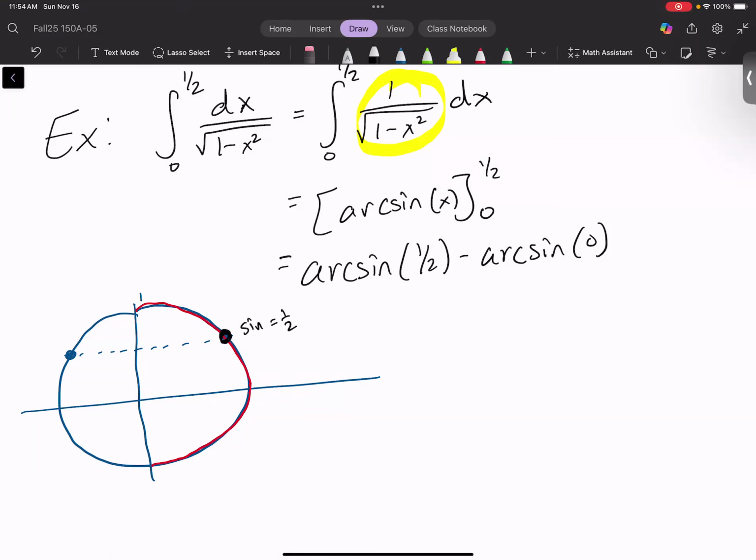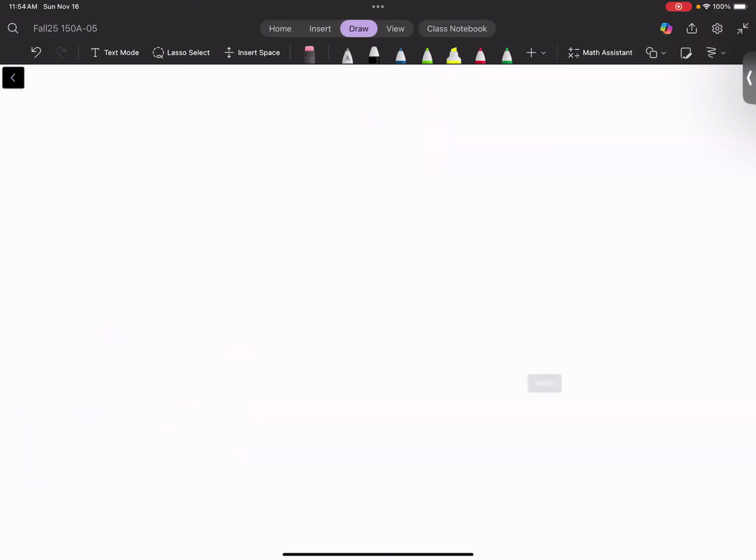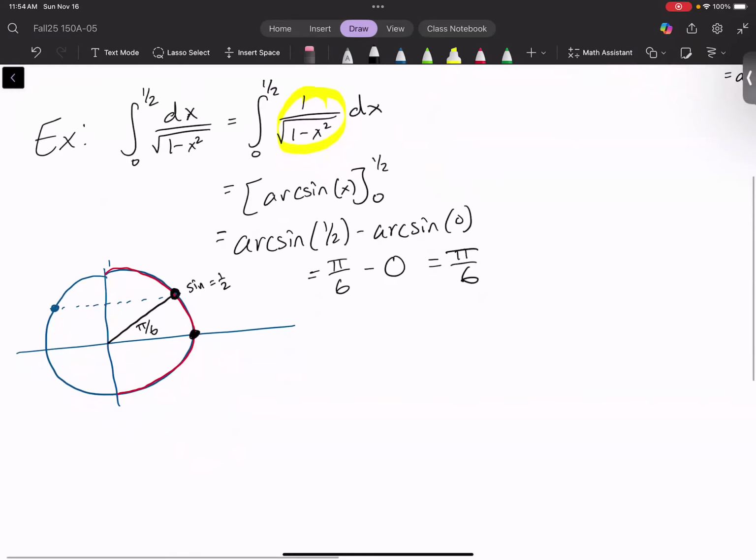Now, the arcsine of 1/2 is asking what angle gives you that? What angle gives you, sine of that angle gives me 1/2. So if you know your unit circle, it's going to be pi over 6. Sine of pi over 6 gives me 1/2. So this will be pi over 6. Same thing for 0. So sine of 0, it's saying your y value is 0. And what angle gives you that? Well, 0, right? So pi over 6 minus 0, pi over 6. So that's a definite integral example.